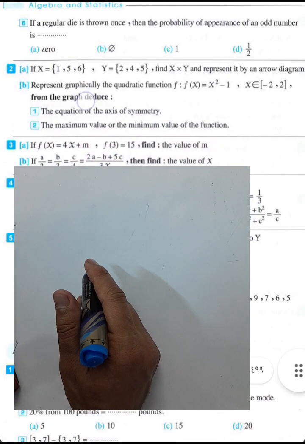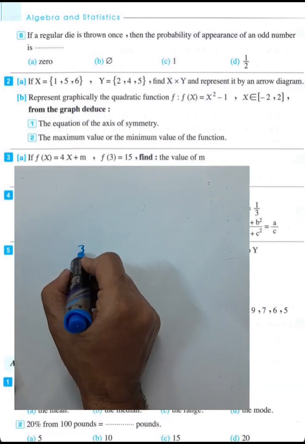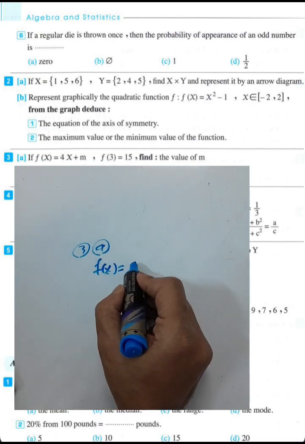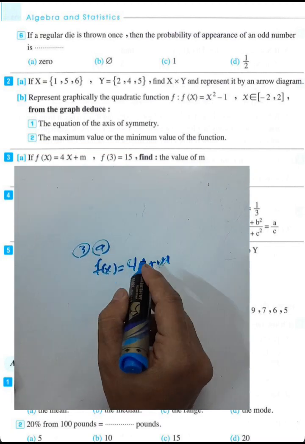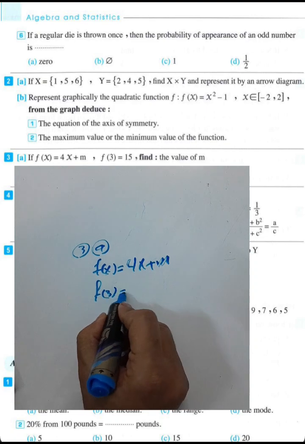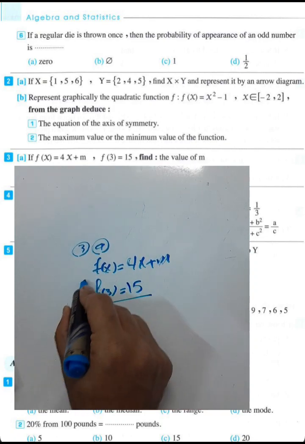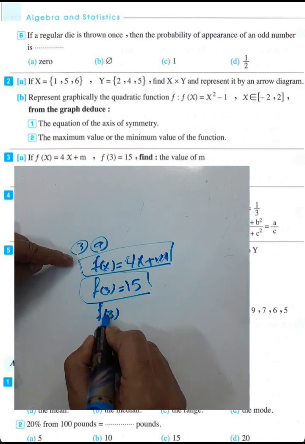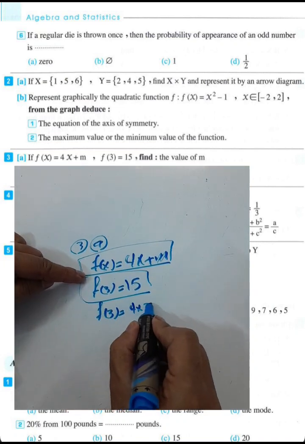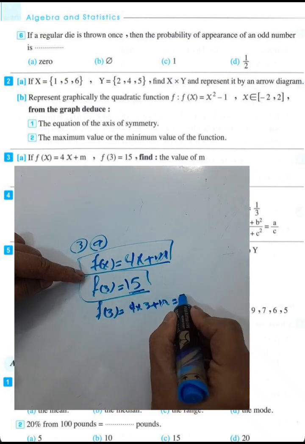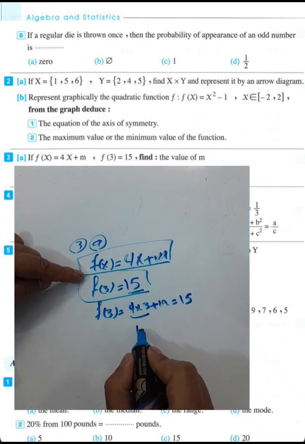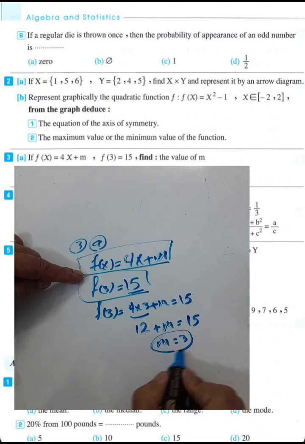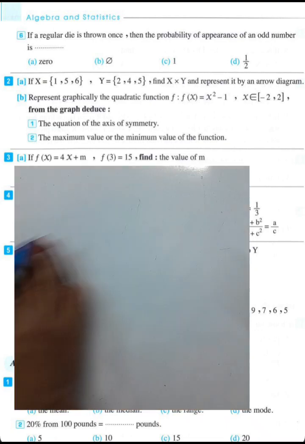Next example, question number 3, letter A. We have f of x equals 4x plus m, and they give us f of 3 equals 15. We can put in this function f of 3 equals 4 times 3 plus m. The result will be equal to 15. Then 3 times 4 is 12, 12 plus m equals 15. Then the value of m equals 3. Next question.